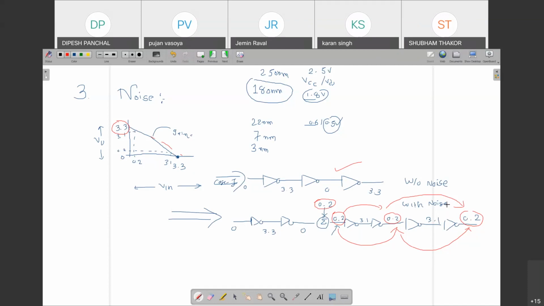So almost two parameters we discussed completely today. One is speed and second is power, the speed-power trade-off. Third, very important, is noise, which we are going to discuss. Till now we just defined the noise and how it looks on this graph, this characteristic, input versus output. So two minutes, if you have any doubt, you can ask.